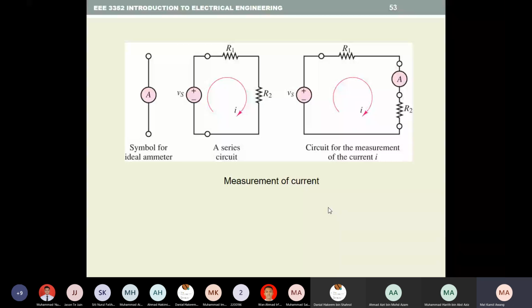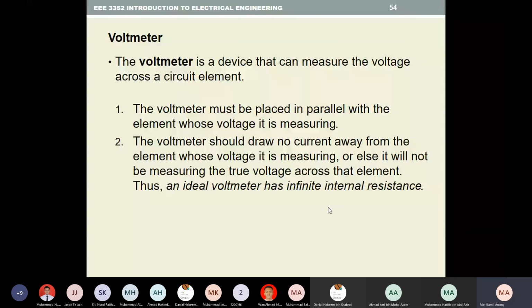Another measurement device is a voltmeter. It's a device that can measure the voltage across a circuit element. The voltmeter must be placed in parallel with the element whose voltage it is measuring. So if the ammeter you put in series and the internal resistance of the ammeter is 0, for the voltmeter it is actually the opposite. So instead of placing it in series, you place it in parallel with the element that you want to measure.